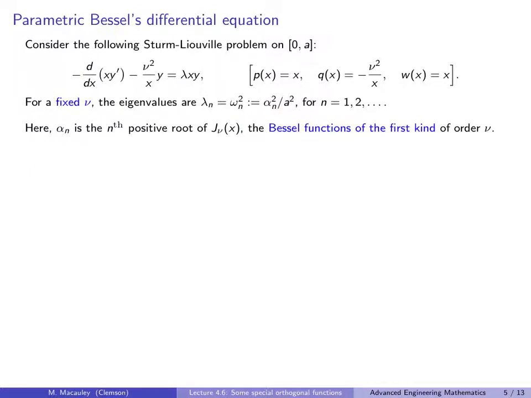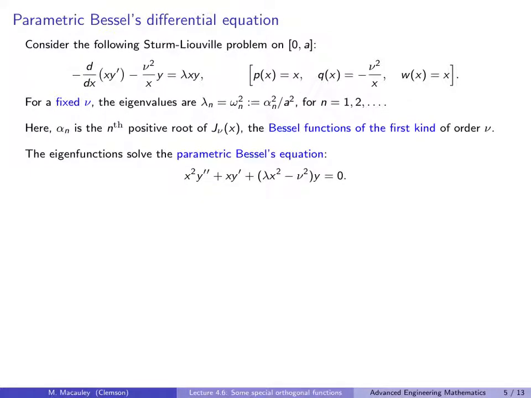And here, alpha n is the nth positive root of that Bessel function, j nu of x, which is the Bessel function of the first kind of order nu. So I know that's a lot to take in now, but again, we're not going to be solving this explicitly. I'm just summarizing what the solutions are.